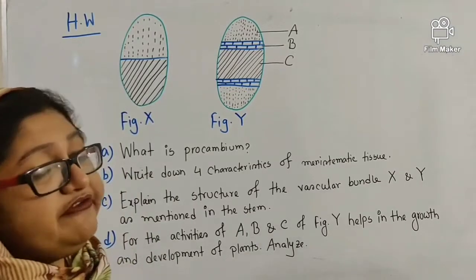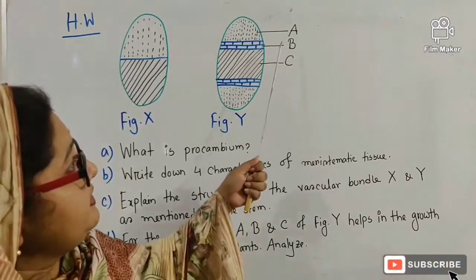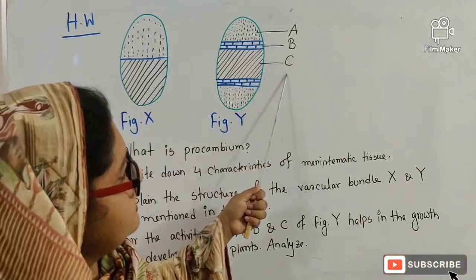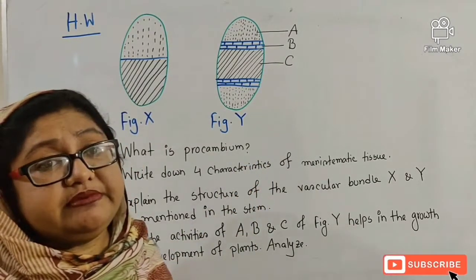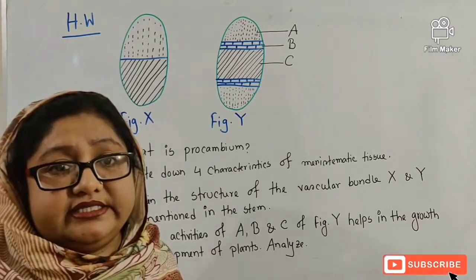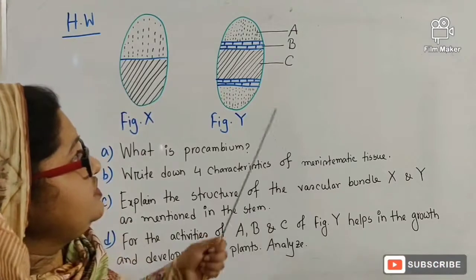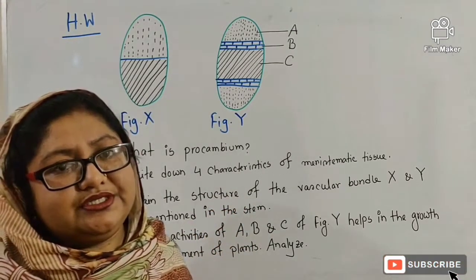And the last question, that is the higher efficiency question, for the activities of A, B, C, you can see that in the diagram, A, B and C of figure Y help in the growth and development of the plant. Analyze. So you will describe the activities of A, B, C in answering this question.